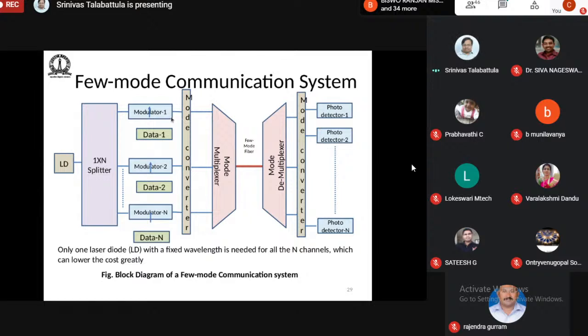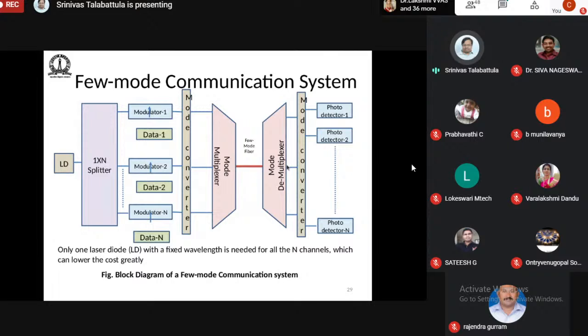Initially all this will be in the single mode, the fundamental mode. But you have to translate this information into the first mode, this information into the second mode, the third one into the third mode, the nth one into the nth mode. So you need a mode converter to convert modes from the fundamental mode to whatever mode you want. This is a mixer, you can call it a mode multiplexer. At this point there are 4 modes or 8 modes, each independently modulated and existing on those particular modes. This is what is called the few mode communication system compared to single mode communication systems.